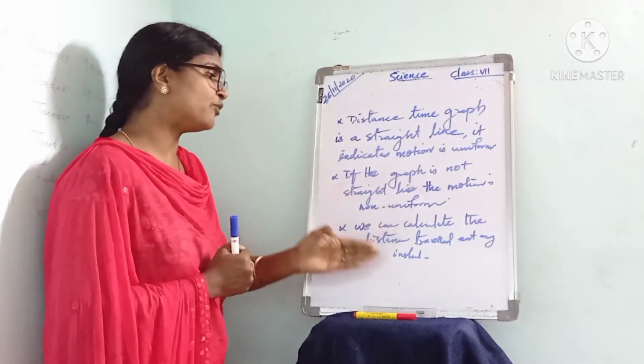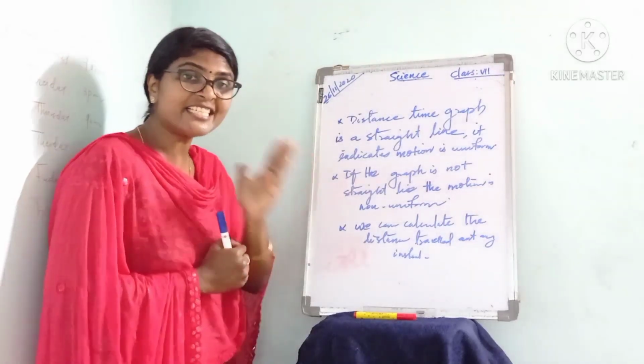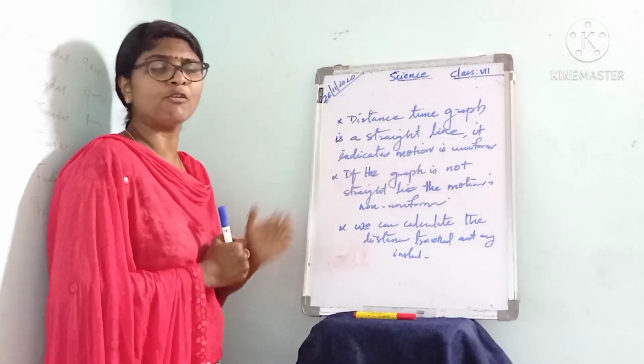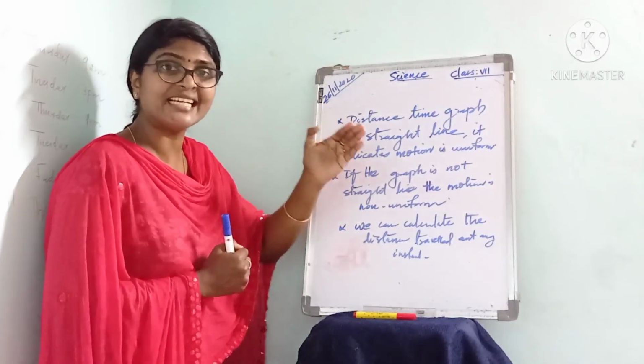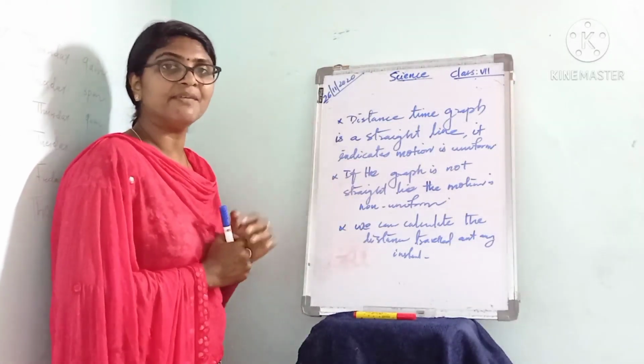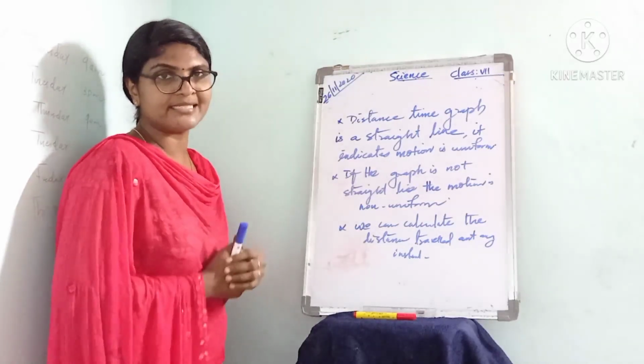Then we can calculate the distance travelled at any instant of time using the graph. Corresponding to each time, we can calculate the distance travelled. Also, corresponding to each distance, we can note the time. These are the important pieces of information provided by the distance time graph.